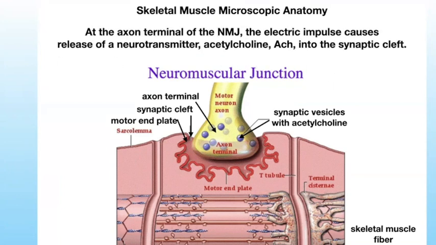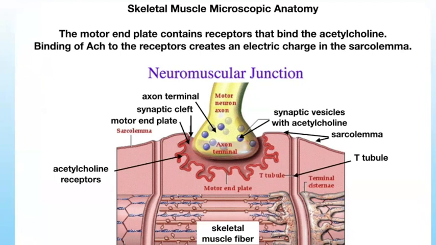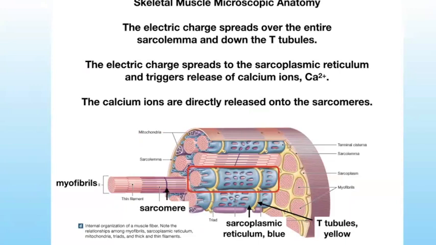At the axon terminal of the neuromuscular junction, the electrical impulse causes release of a neurotransmitter called acetylcholine into the synaptic cleft. The motor end plate contains receptors that bind the acetylcholine, and binding of the acetylcholine to the receptors creates an electric charge in the sarcolemma. The electric charge spreads over the entire sarcolemma and also down the T-tubules. The electric charge spreads to the sarcoplasmic reticulum and triggers release of the calcium ions. The calcium ions are directly released onto the sarcomeres.